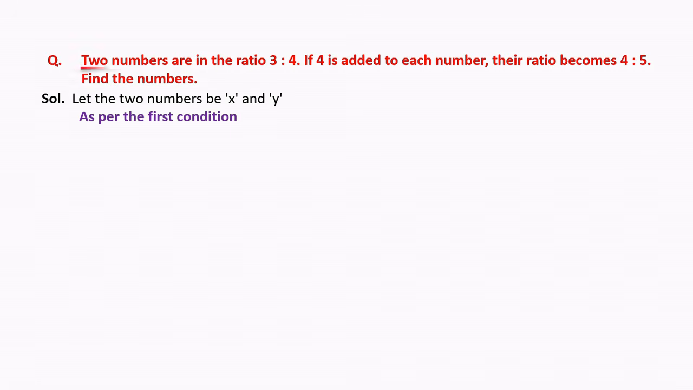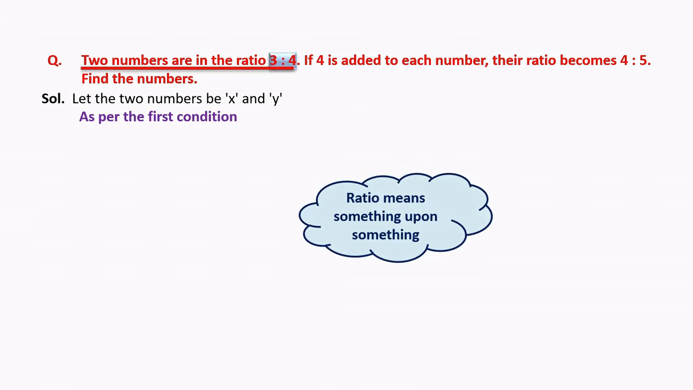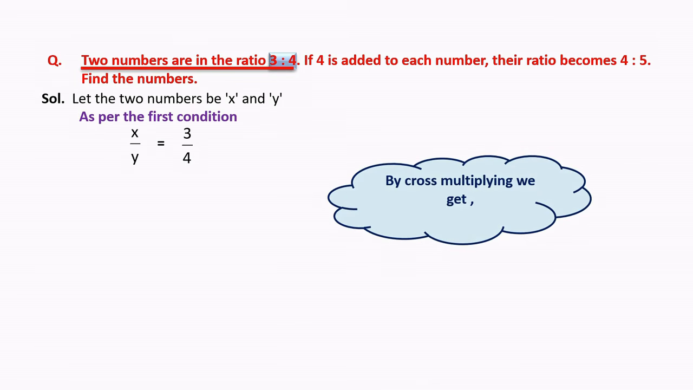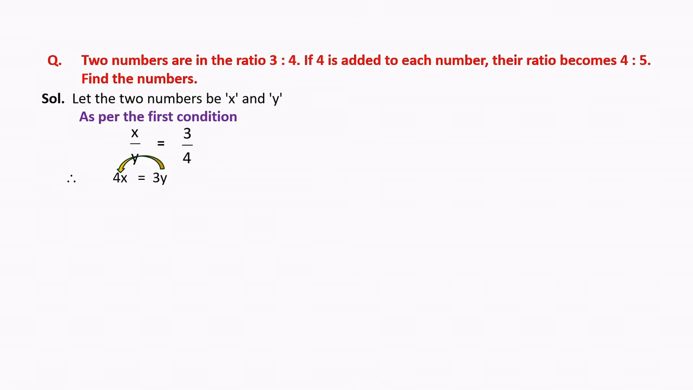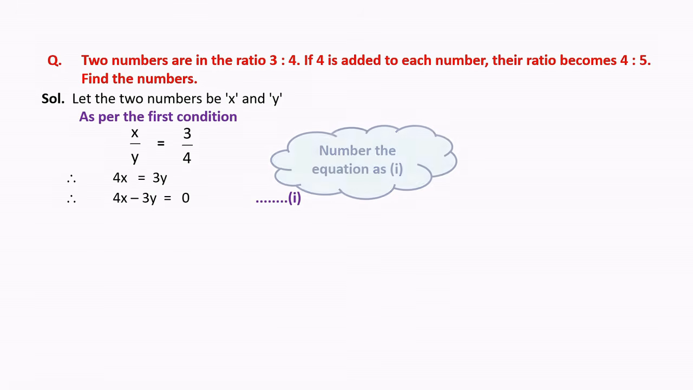According to the first condition, the ratio of the numbers is 3:4. So, we write x by y equals 3 by 4. Cross multiplying, 4x equals 3y. Or 4x minus 3y equals 0. This is our first equation.